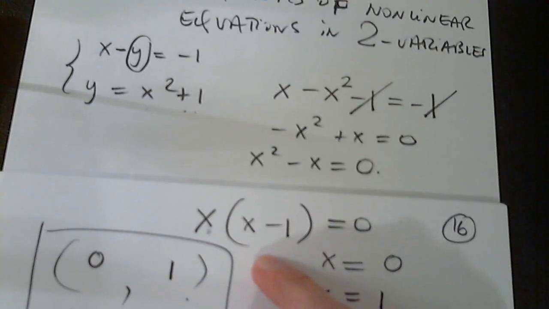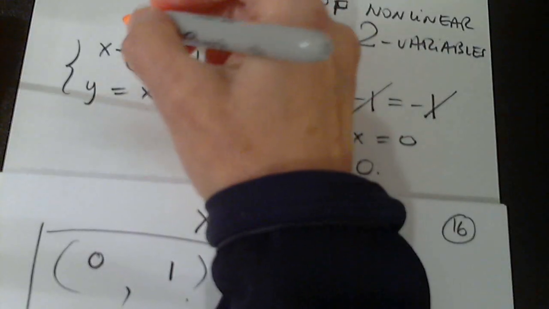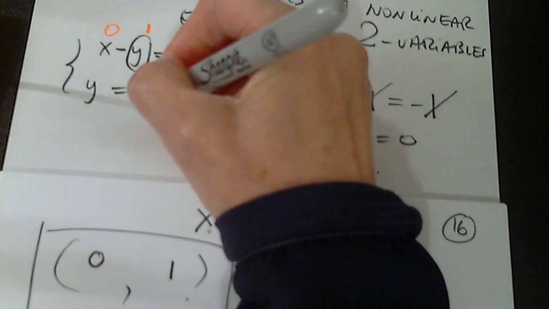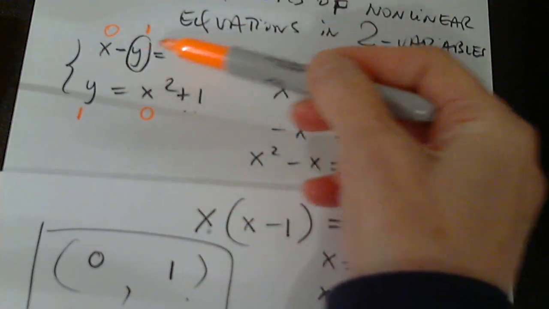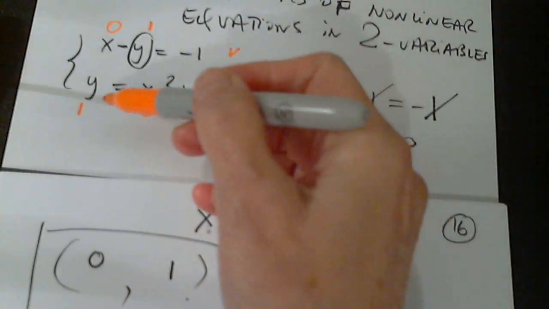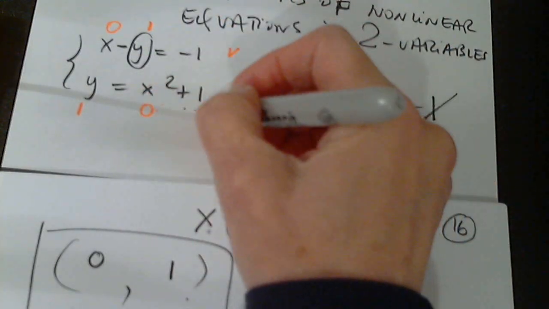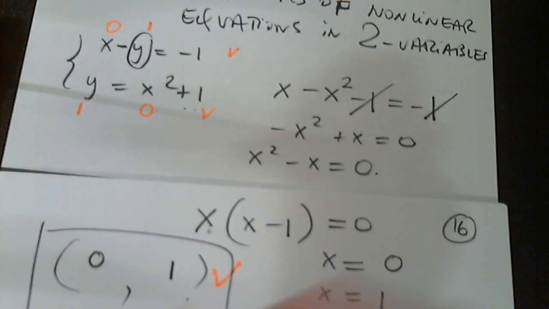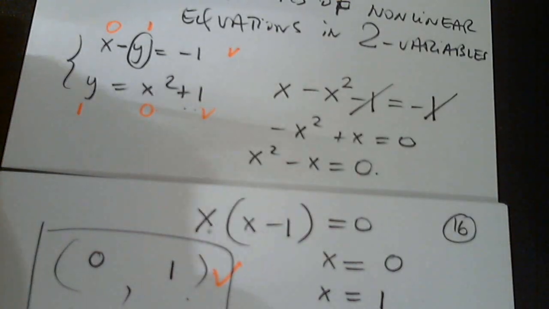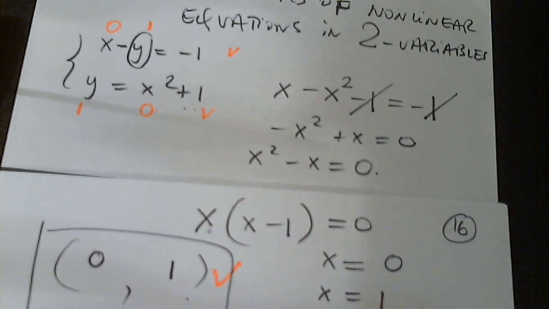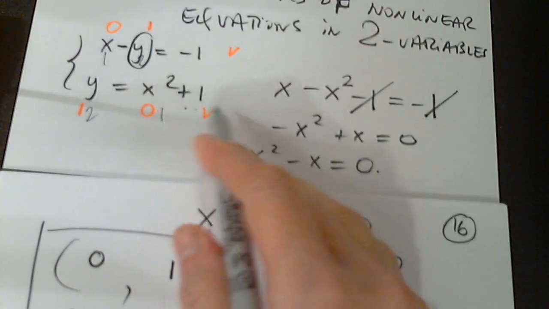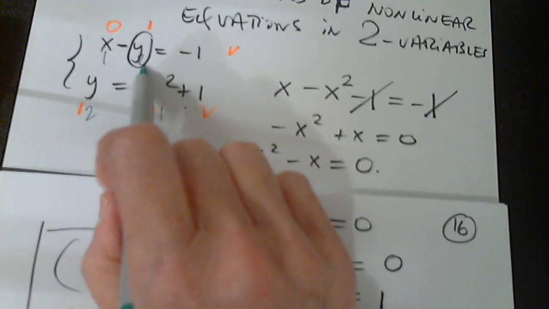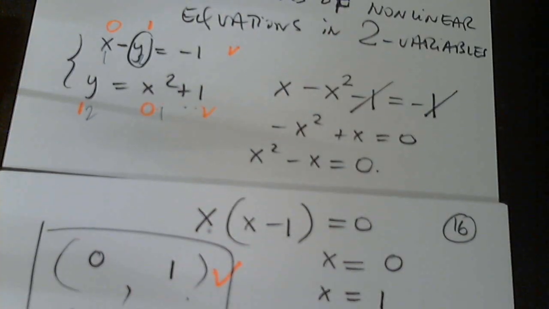Do they work? I don't know. It takes a blink to check. So 0 for x, 1 for y. 0 minus 1 is -1. Yes. 0 plus 1 is 1. Yes. Now I'm checking 1, 2. 1 plus 1 is 2. 1 minus 2 is -1. Yes.